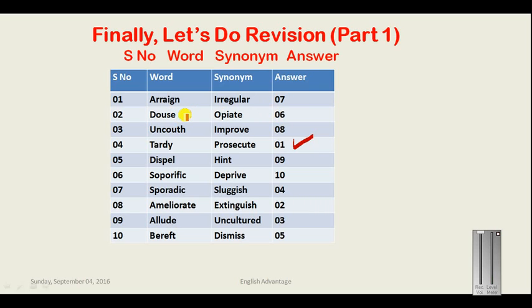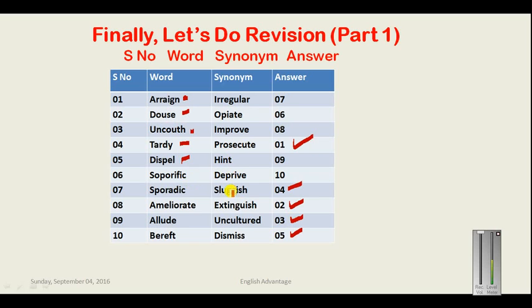Douse, what will be the answer of douse? Douse means to extinguish or to drench. So that will be the meaning of douse. Uncouth, if somebody is uncouth, he is uncultured. Okay, now tardy means, what is the meaning of tardy? Sluggish or slow. And what is the meaning of dispel? Dispel means to make something disappear or dismiss.